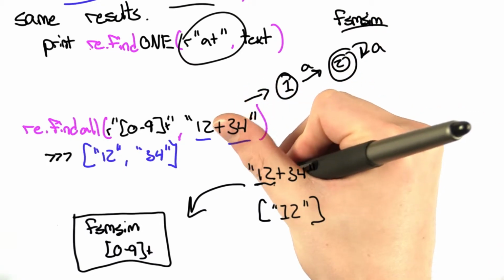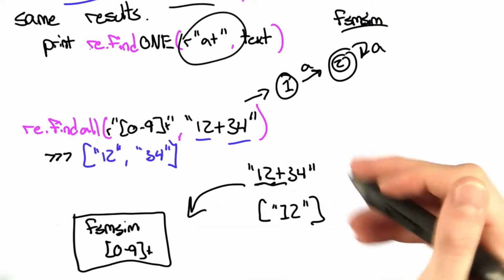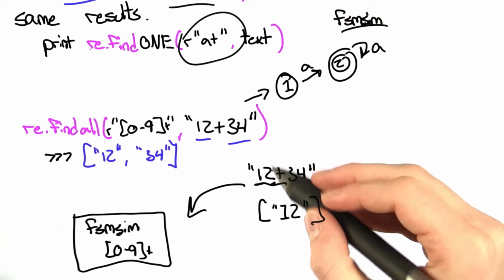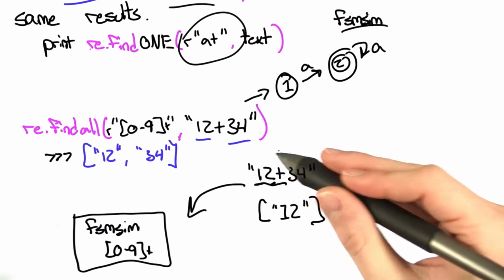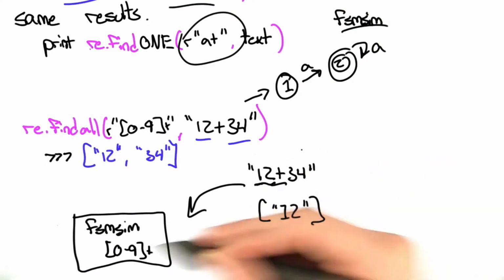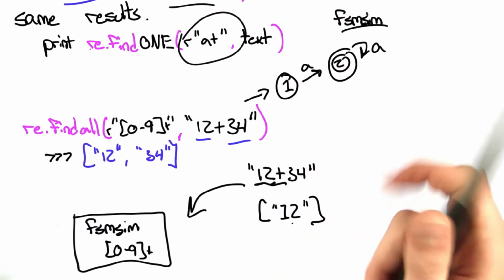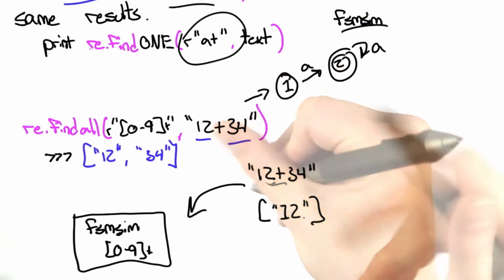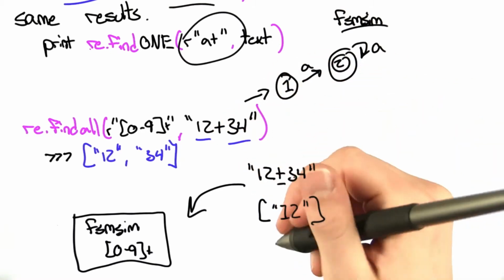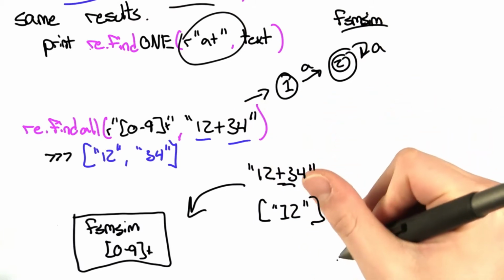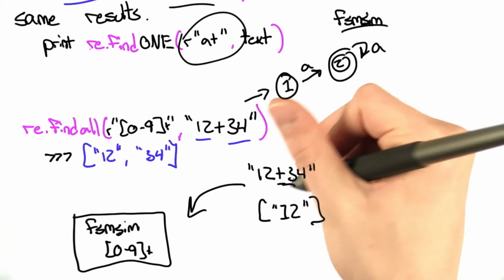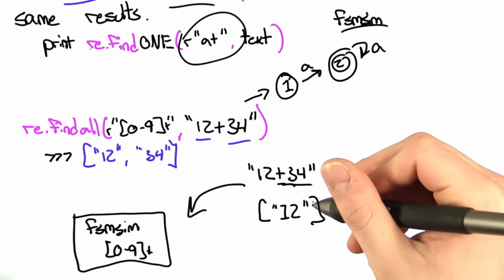Now we're going to try 1, 2, plus. 1, 2, plus doesn't match. So we've realized that 1, 2 is the largest possible prefix that'll match this regular expression, and it's going to be one of our results. So we're going to go back, and we're just going to try plus. Plus doesn't work. We're going to try plus 3. That doesn't work either. That's not a number. And plus 3, 4, which also doesn't work.